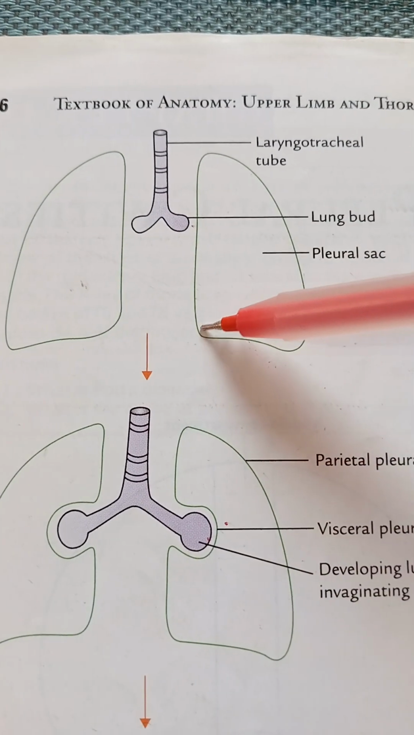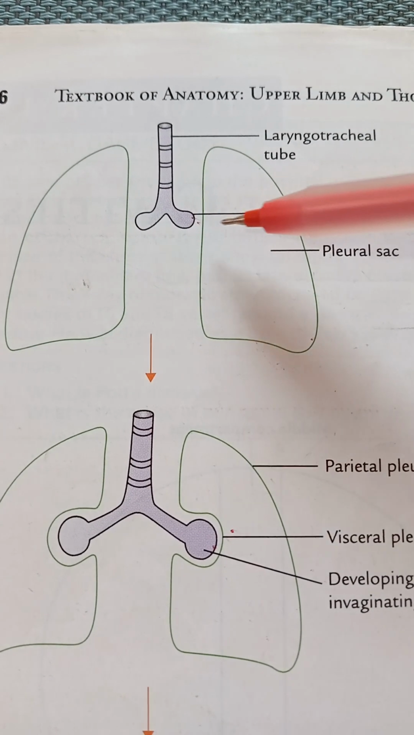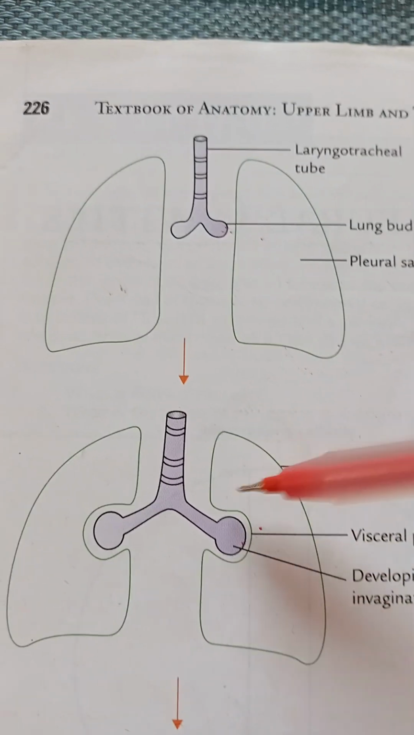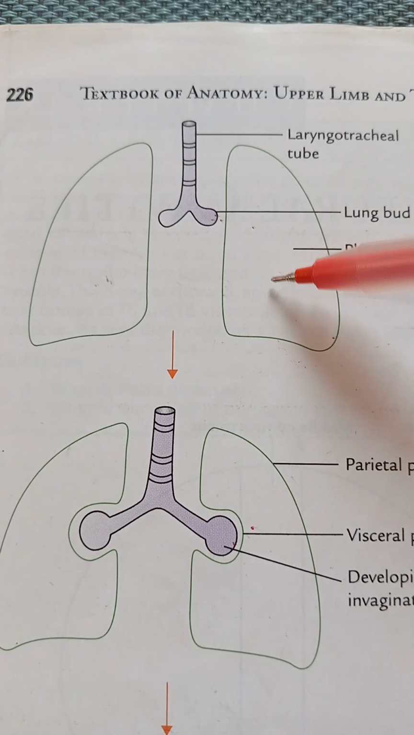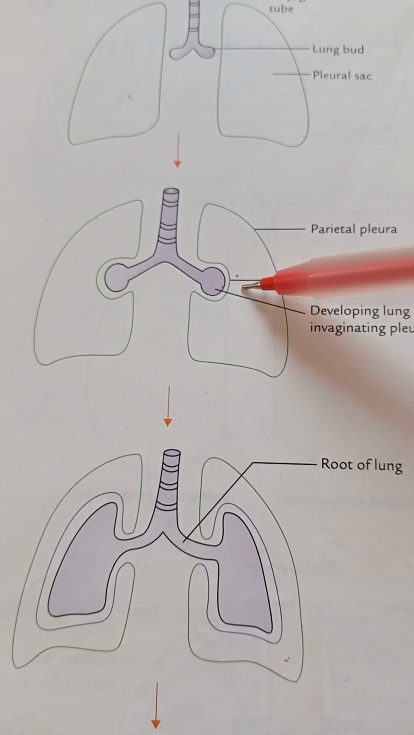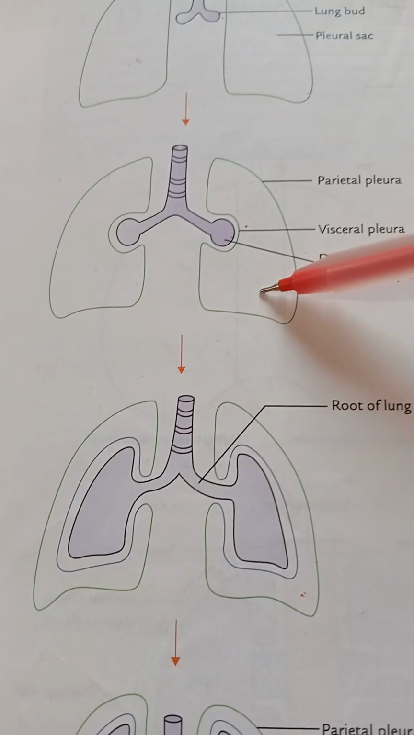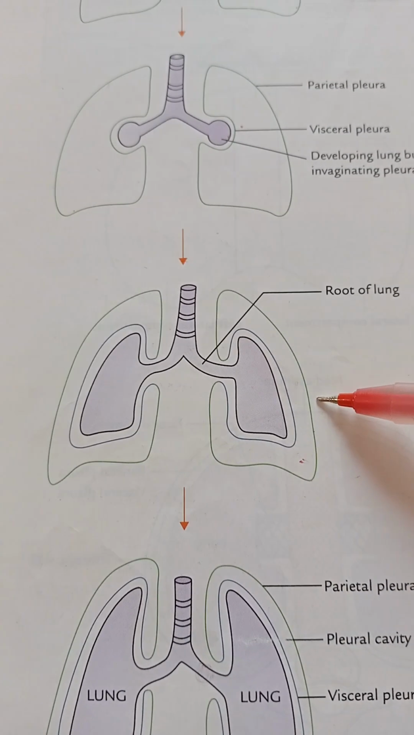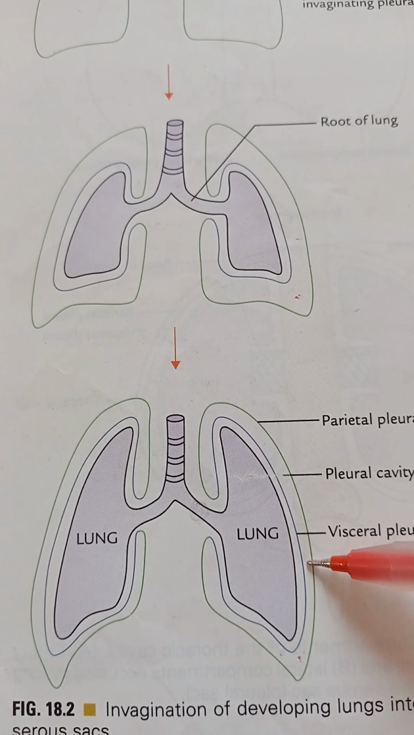প্লুরা একটা ক্লোজ সেরাস স্যাক, through which the lung bud invaginates from its medial side. This is actually a closed serous sac, and the lung bud expands gradually, which reduces this serous sac. Here we can see the lung bud expand and reduce the serous sac and convert it into a potential space.